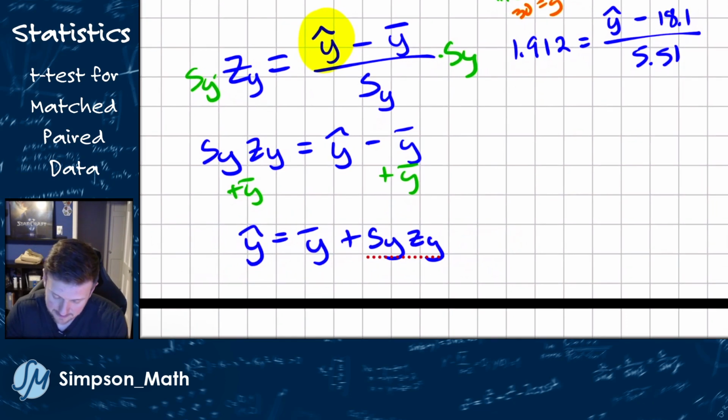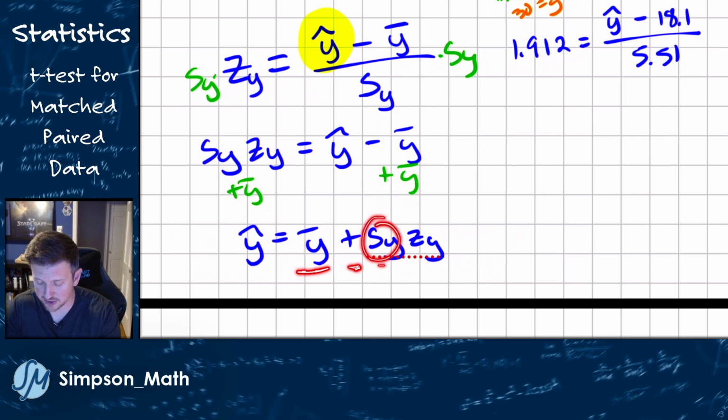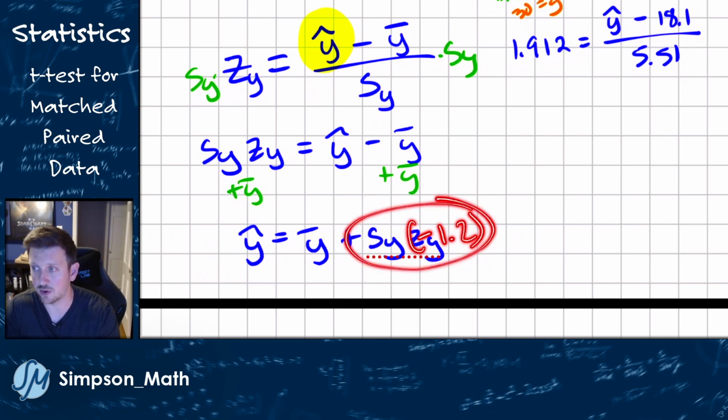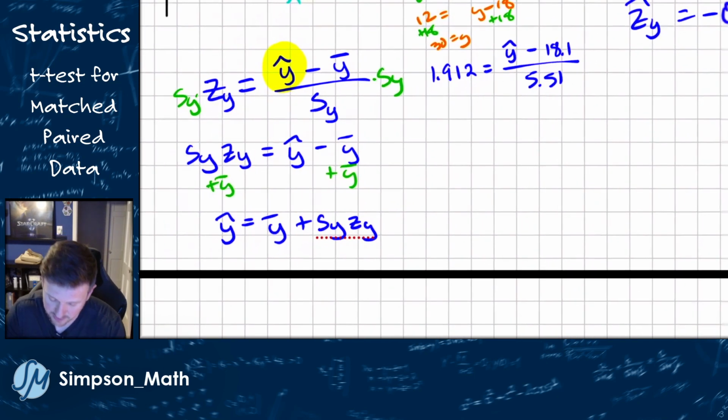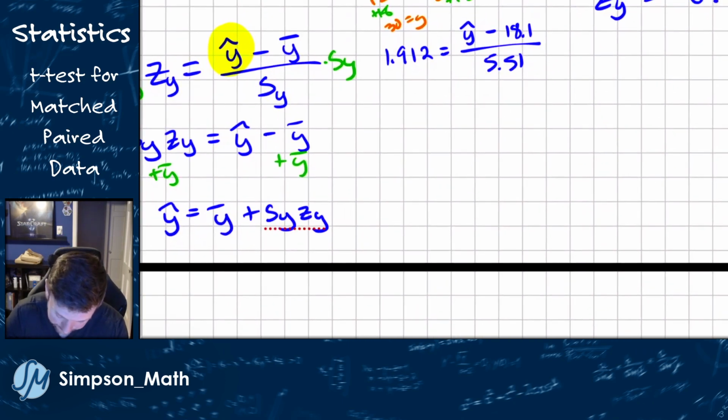So let's take a look at this. My predicted y value, I'm going to start at my mean for y, and then add the number of standard deviations that the value is above or below the mean. So if I'm one standard deviation above or below the mean, I'm going to jump one standard deviation. If I'm two standard deviations, I'll jump two. If I'm a negative 1.2, I'll go down 1.2. So in this particular case, we now have this formula.